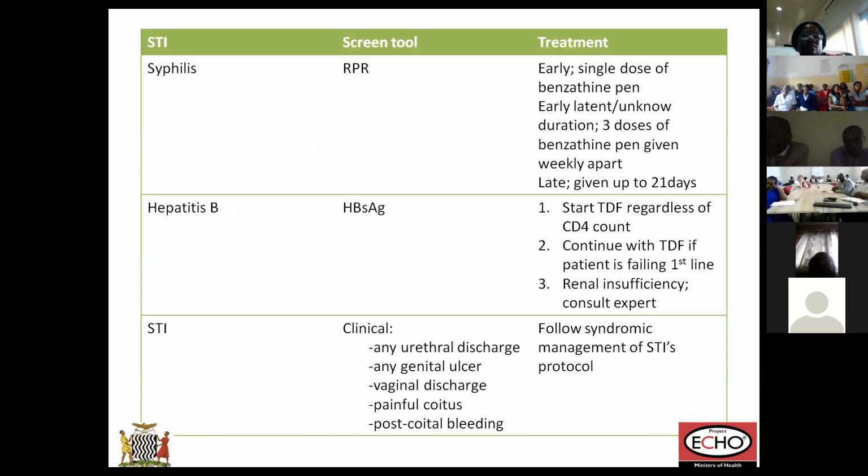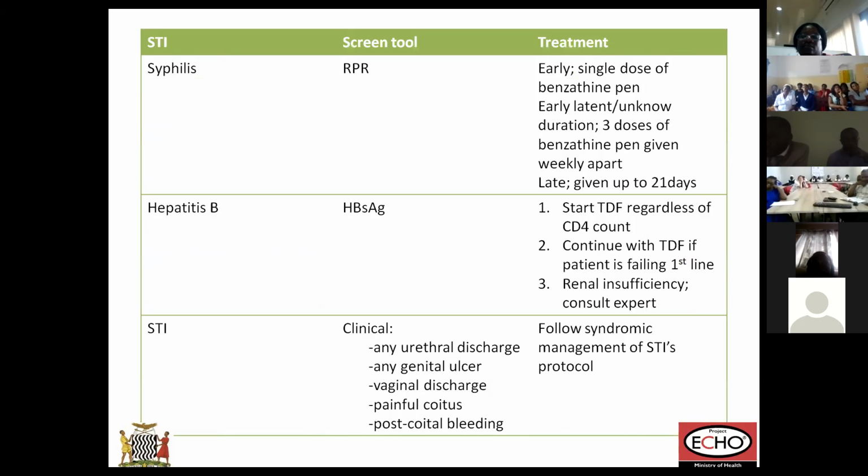Then for treatment of syphilis, it depends on the stage. For early stage, there is a single dose of benzathine penicillin, and for early latent or unknown duration, you give 3 doses of benzathine penicillin, given one week apart. Then for late stage, it can be given for up to 21 days, and mostly these patients will require admission.